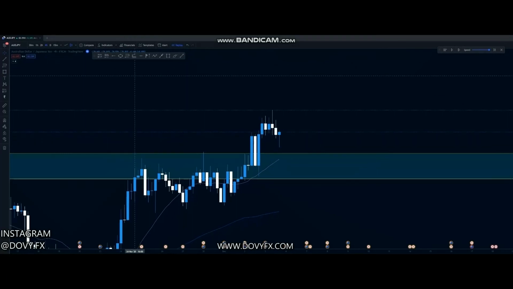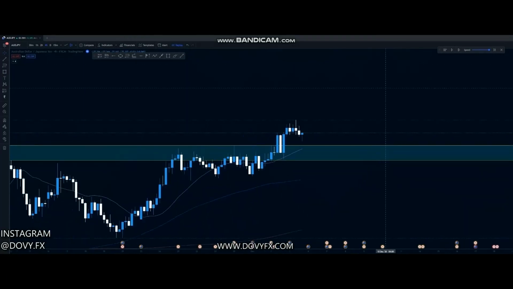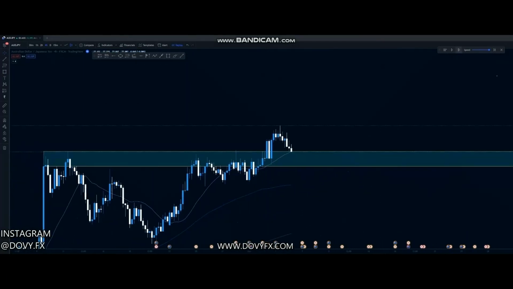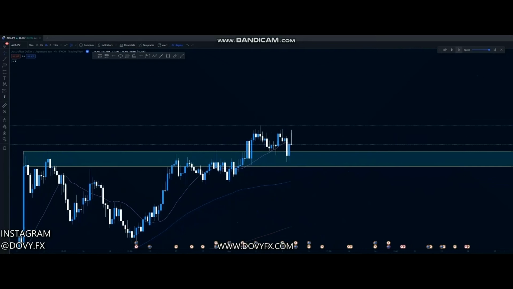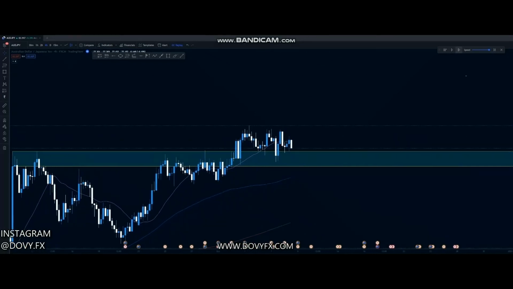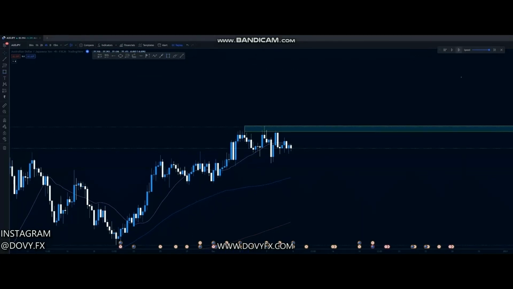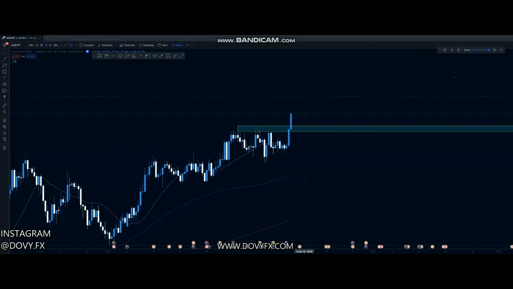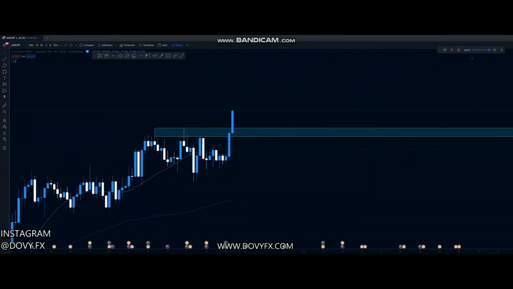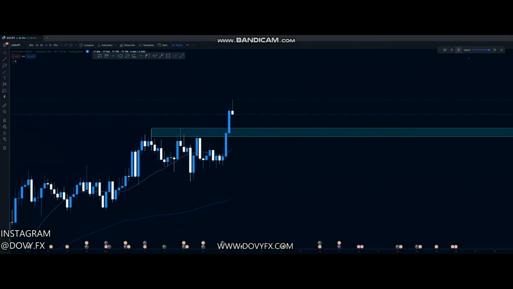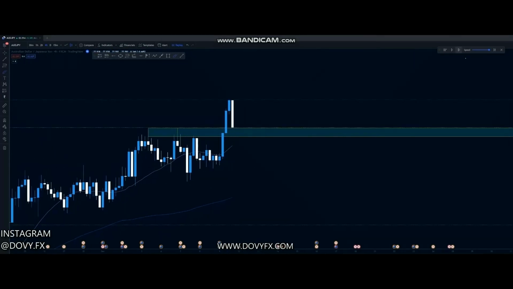Let me just keep going and show you some extra confirmations, extra examples. All right, right away, another market structure, right? I can delete this to make it cleaner. Break. Where did the price come down before breaking the market structure? This right here. So let's wait for the price to start pulling back.